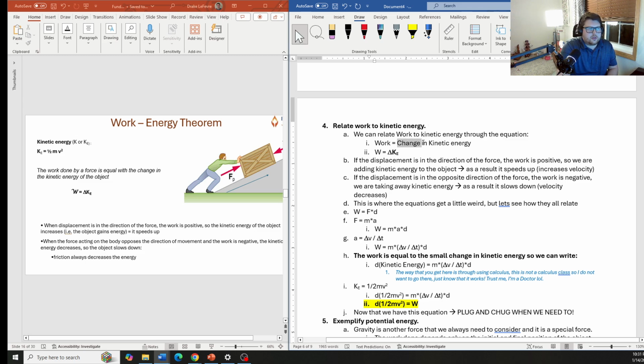Anytime you see change in, that's represented by this triangular symbol. That symbol is called delta. So work equals delta, so the change in kinetic energy.